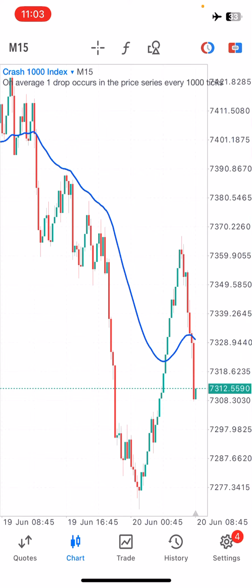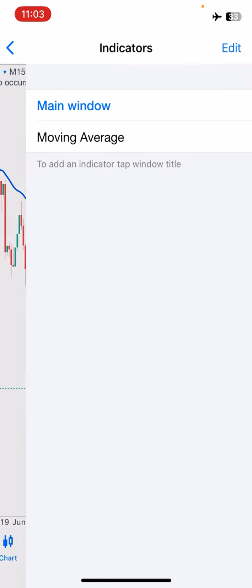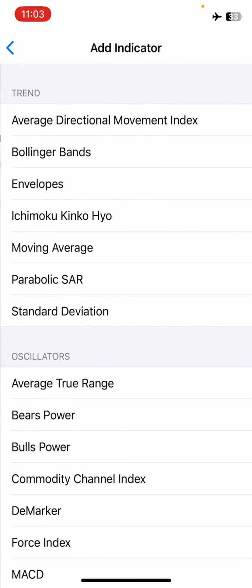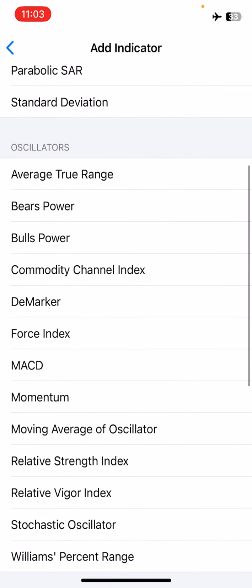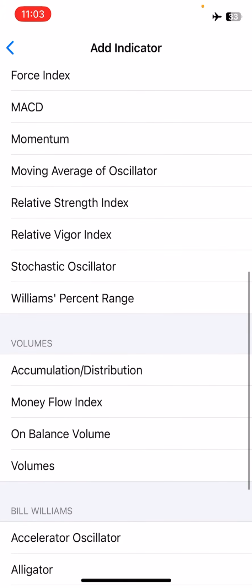Now let's move on to the next indicator that we need. This indicator is going to form part of our indicator window 1. So going back again to indicators, we're going to click on main window, and we're going to look for the money flow index. This is the next indicator, the money flow index, which is right here.